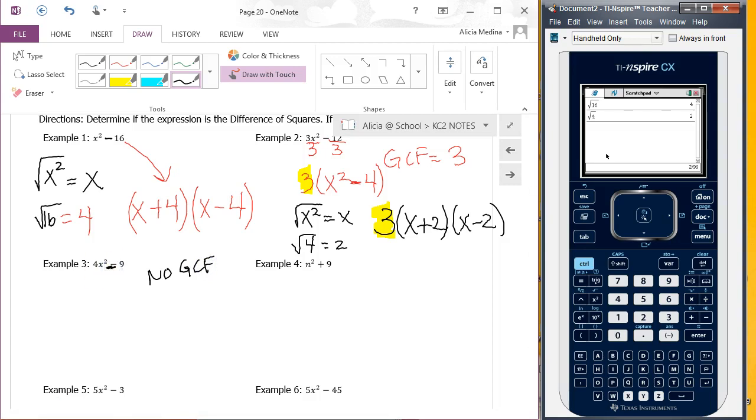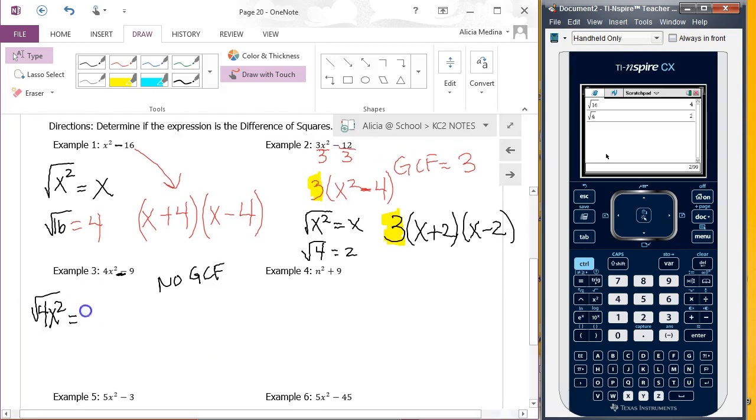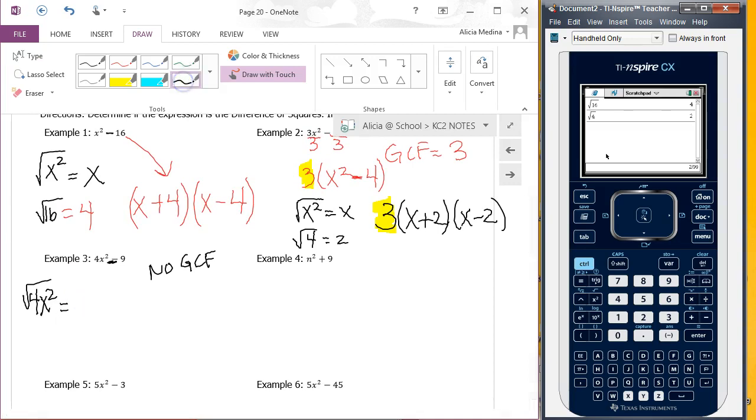What I'm going to do then is take the square root of 4x squared. Well, you have to do this in parts, right? I know we just did previously that the square root of 4 is 2, looking at the previous example. And the square root of x squared is x. So the square root of 4x squared is just going to be 2x.